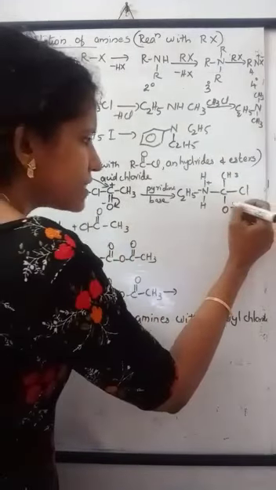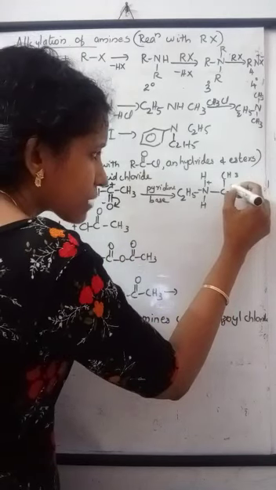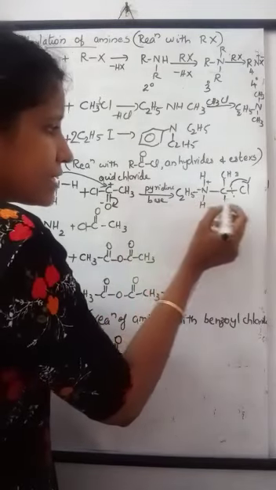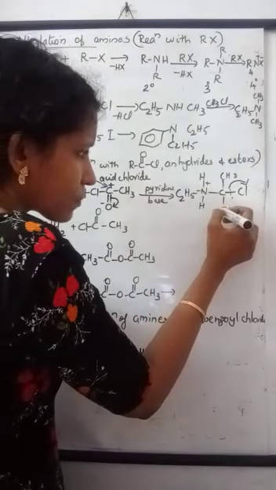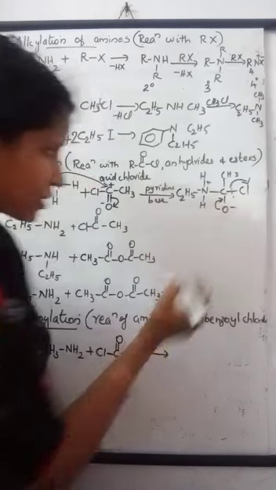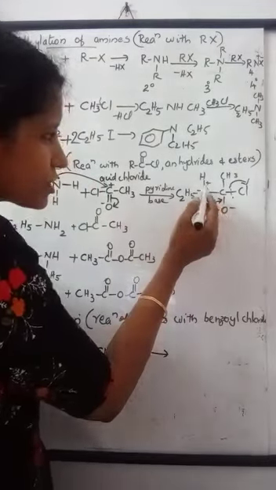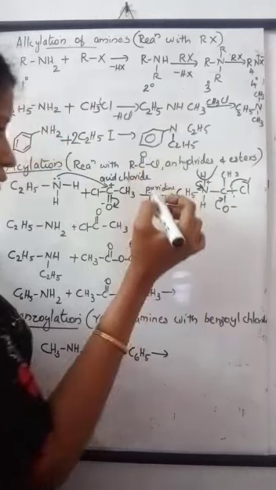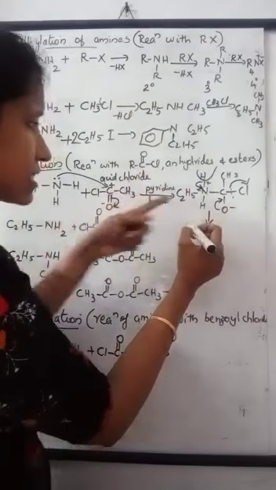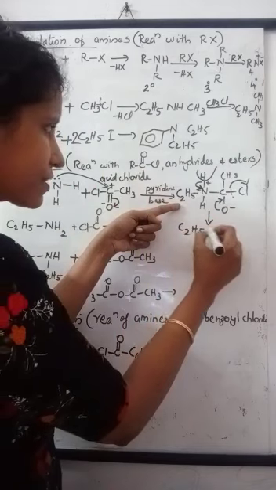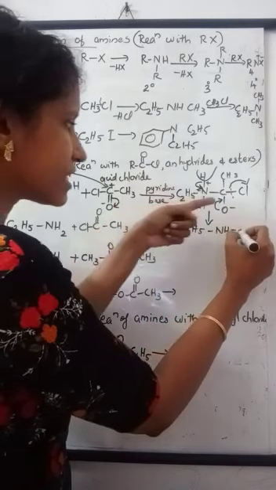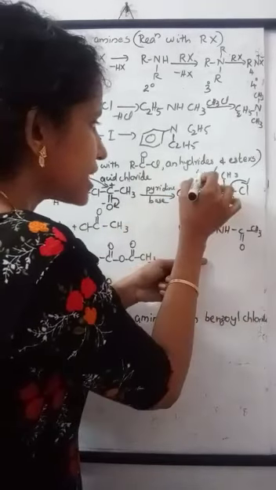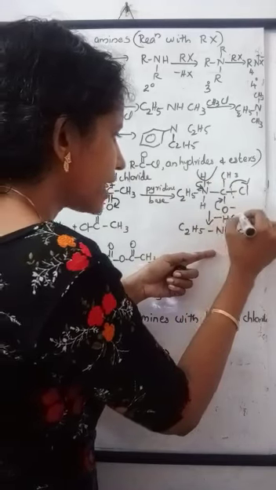What happened here? This oxygen donates a pair of electrons. This carbon-chlorine bond breaks and removes chlorine as chloride ion, and this oxygen gives one of its lone pairs to form a double bond here. This nitrogen, since it carries a positive charge, takes the electron pair shared with one of the hydrogen atoms and removes this hydrogen as a proton. What do we get? The product C2H5NH-C double bond O-CH3, eliminating H plus and Cl minus, that is, eliminating a molecule of hydrogen chloride.